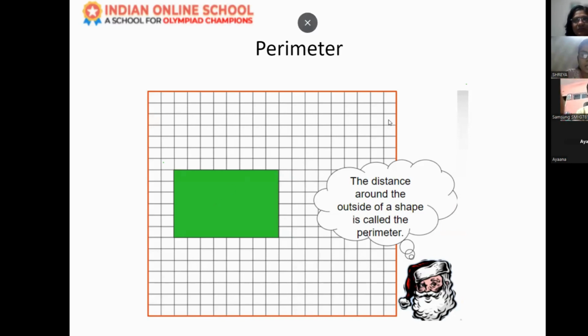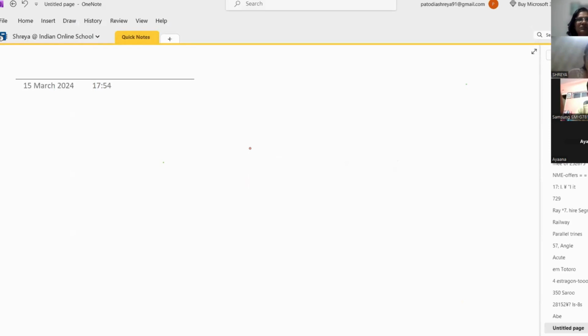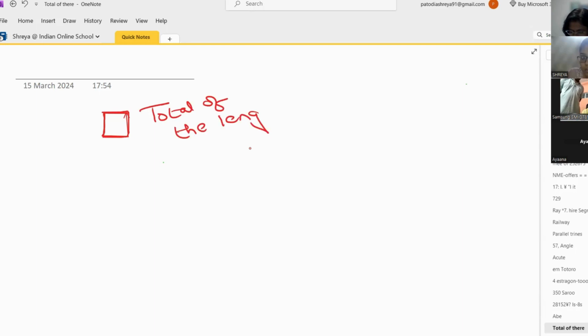For example, let's say I take a square like this. So if I have to calculate the perimeter for this, what would it be? I just add this plus this plus this and this, correct? Yes. So it's basically the total of the length of the edges or boundaries. Understood?